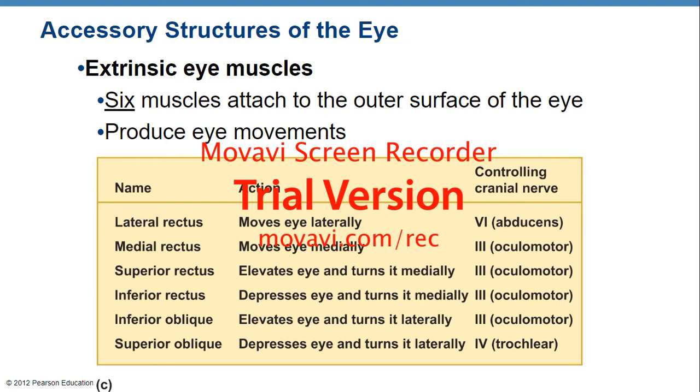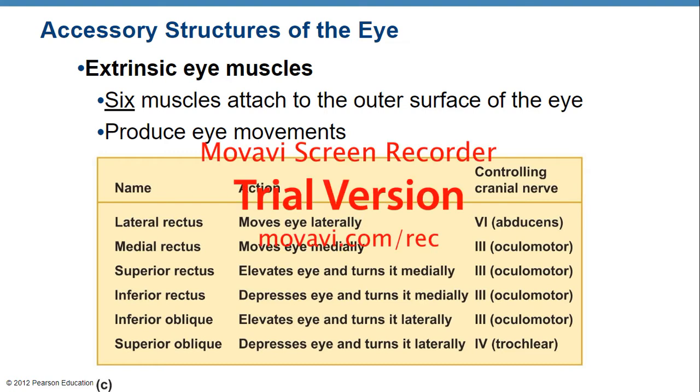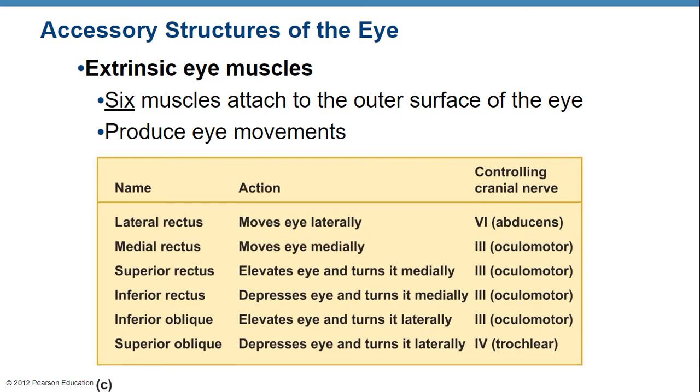So inferior oblique is going to elevate the eye and turn it laterally, and then superior oblique is going to depress the eye, turns it laterally. And you're going to see in the picture how they attach at an angle, and then you can see why the inferior oblique elevates and the superior oblique depresses. When you look at how they're attached, it makes sense.